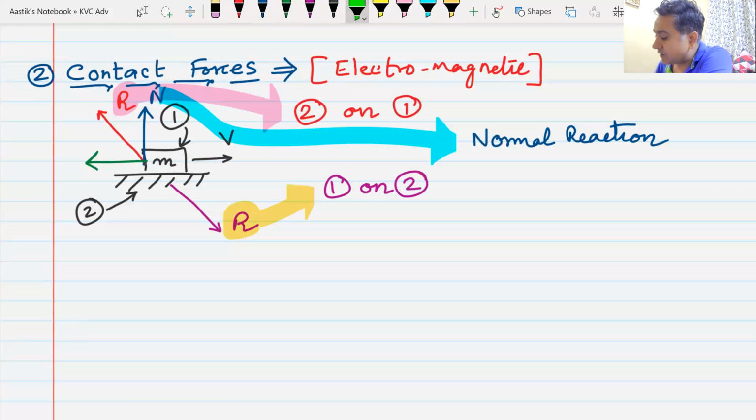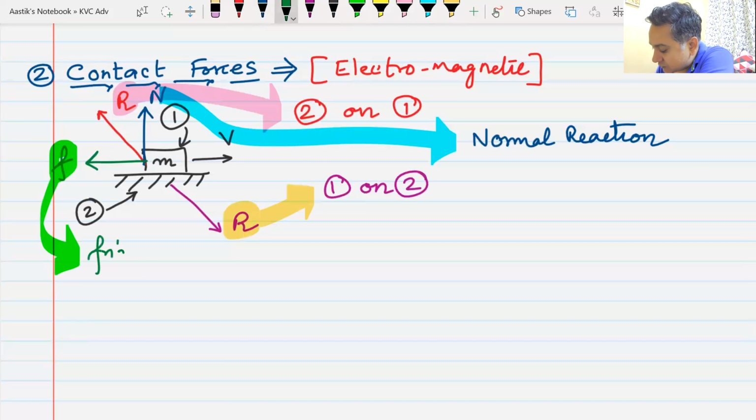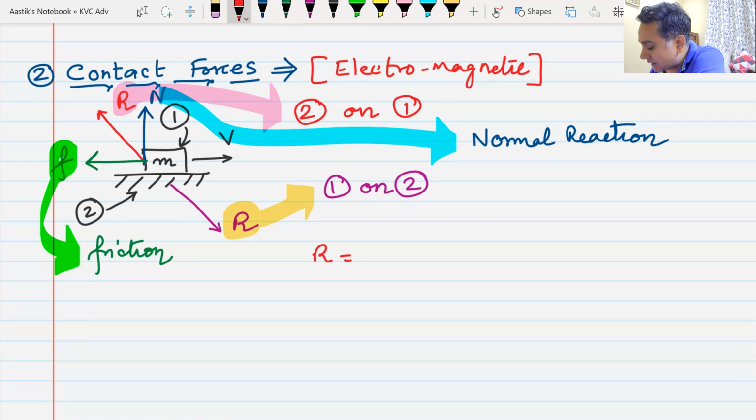Then what is this green one known as? Friction, sir. This green one is known as the frictional force. So basically, this reaction force R is the mother force, and this N and F are its kids. So I can write this R as root over F square plus N square. Do we understand this? Yes, sir.